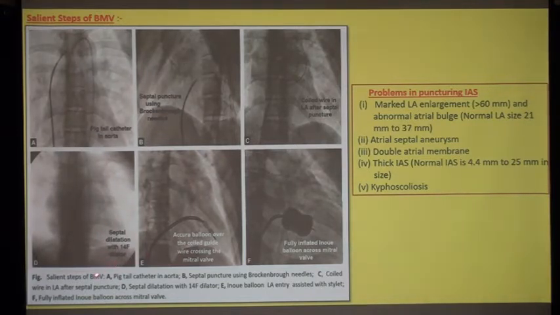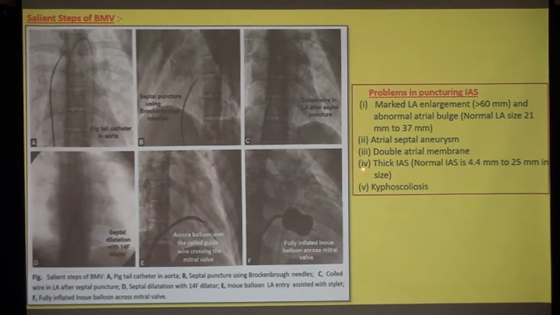Septal dilatation with 14F dilator. Then the Inoue balloon over the coiled guide wire crossing the mitral valve. And here you can find the fully inflated Inoue balloon across the mitral valve.